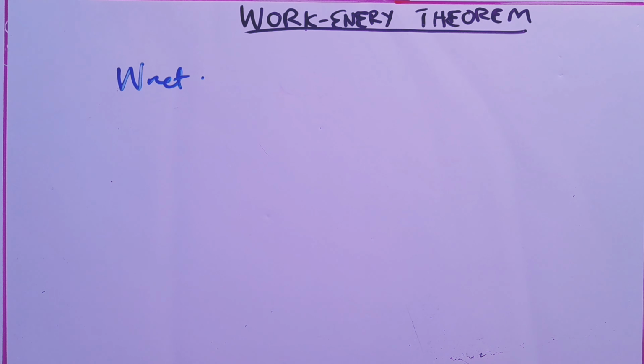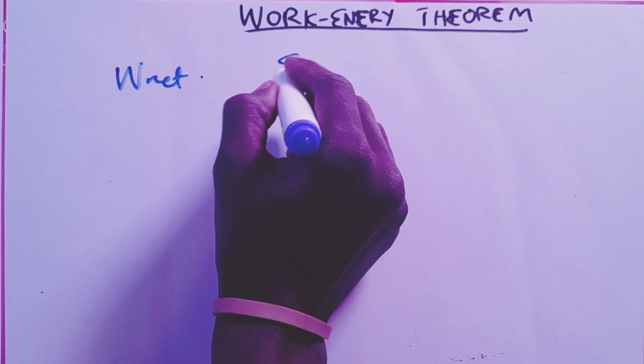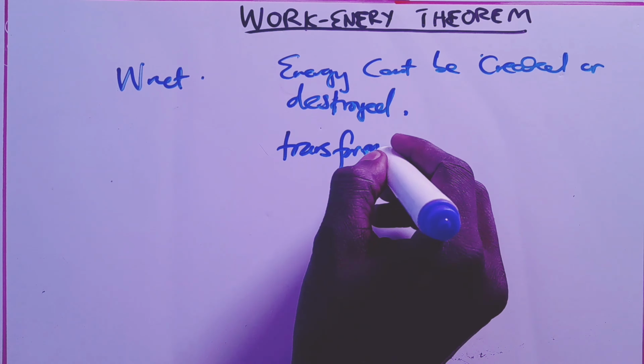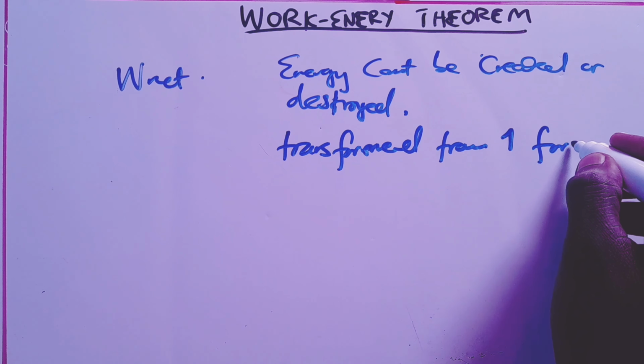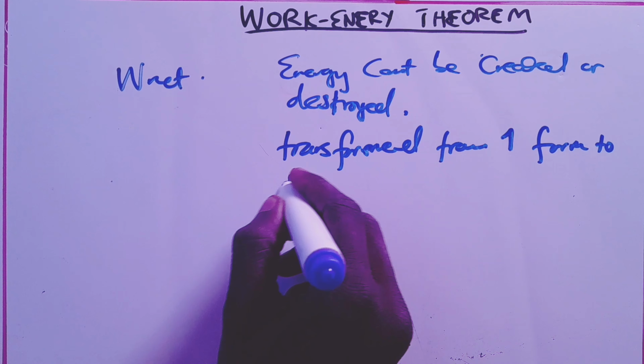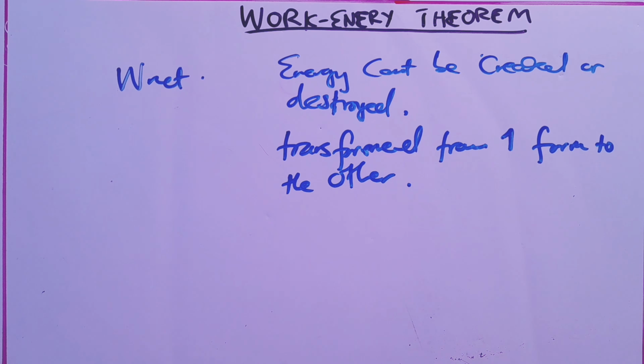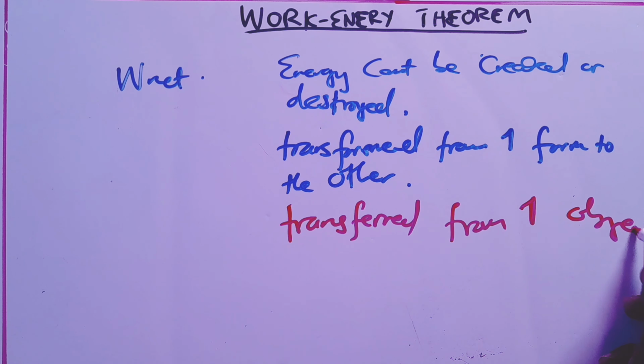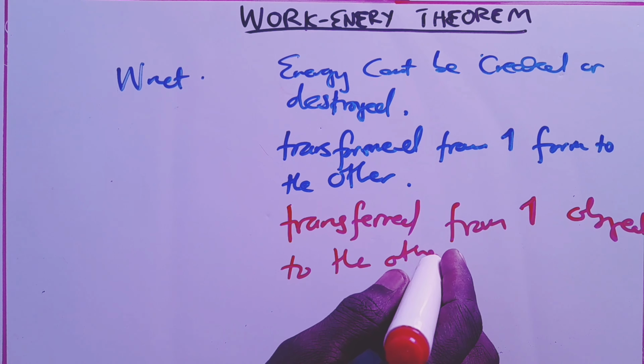So guys, from grade 10 work, we explained that energy cannot be created or destroyed. So energy cannot be created from one form to the other. That's what happens when we are working with energy. We cannot create or destroy energy, but rather it can be transformed from one form to the other, or it can be transferred from one object to the other.